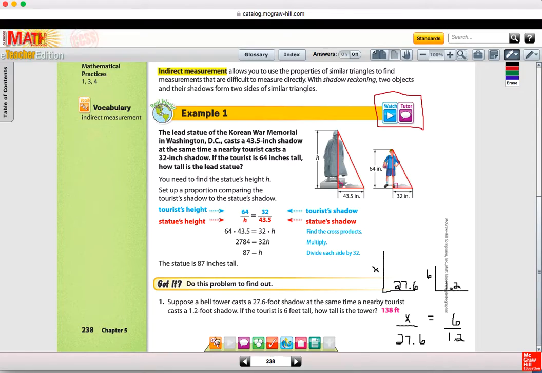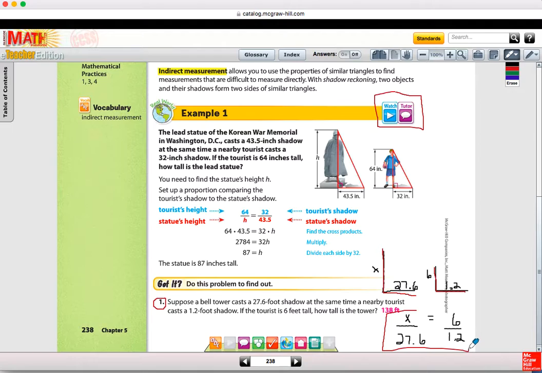At the bottom of page 238, I have a drawing of a bell tower right here that we do not know the height of, but we know the shadow was 27.6, and we also have a 6-foot tall person casting a 1.2-foot shadow. The proportion can be written a variety of ways.